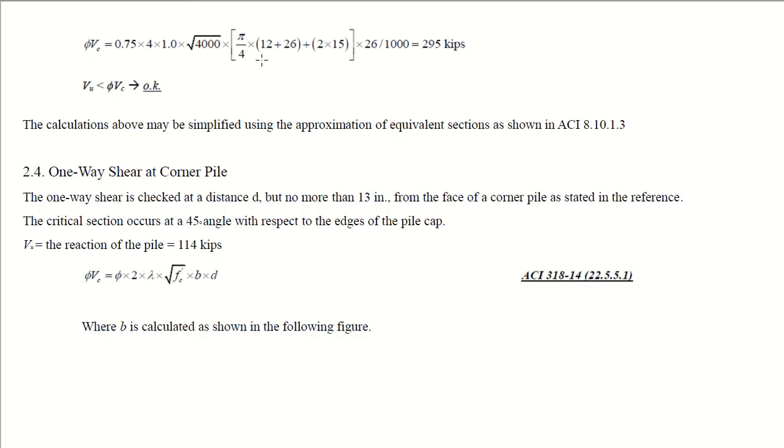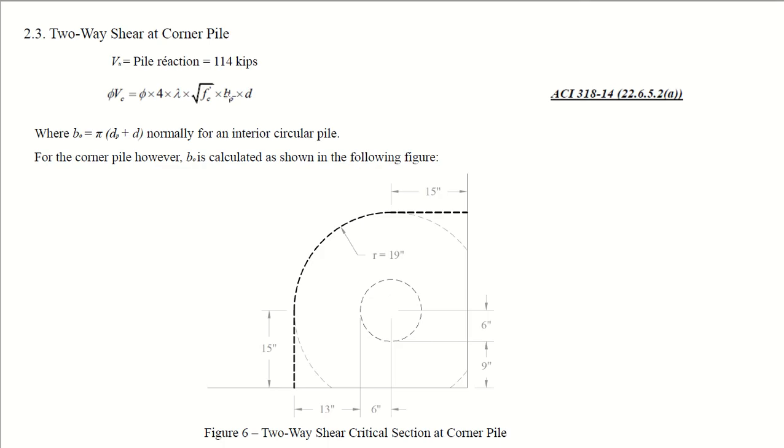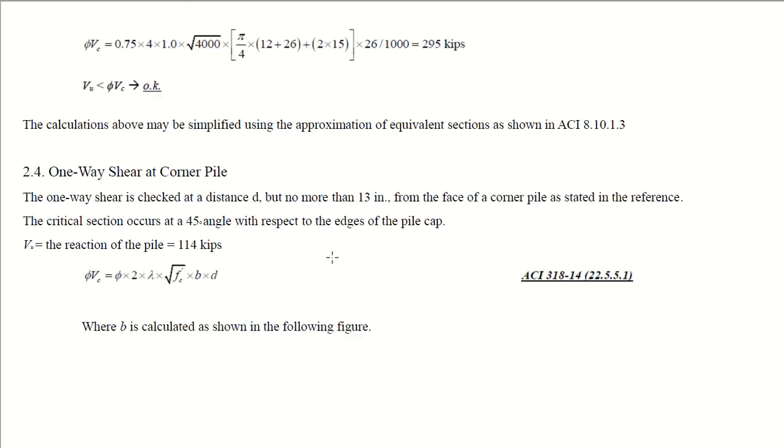So one thing, since you are calculating b naught, from here to here you have calculated it. Now you are left with this length which is 15, and you are left with this length which is 15. Okay, so 15 plus 15 plus this length which is pi by 4 into dp plus d. So what is dp? Dp is this, and what is d is this. Okay, so you have obtained this.